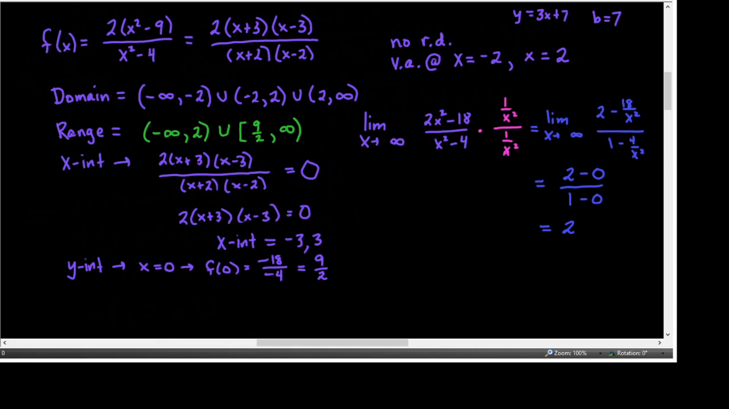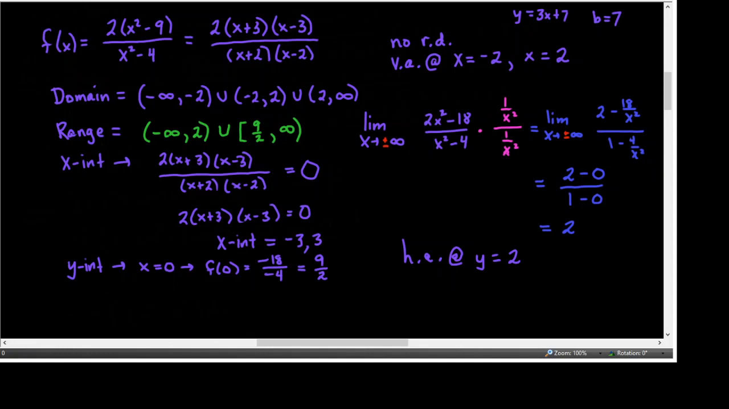So if it had been negative infinity, would I have changed anything? I would still use 1 over x squared for both of those. And over here, 18 over x squared, as x goes to infinity or negative infinity, it will still go to 0. Same thing for the denominator, 4 over x squared. It would still go to 0. And so I've actually captured both sides. And so because of the work we've done, we know we're going to have horizontal asymptotes on both sides at y equals 2.